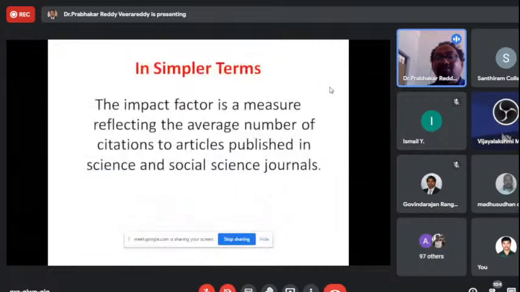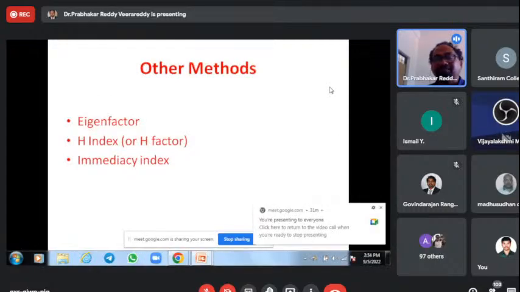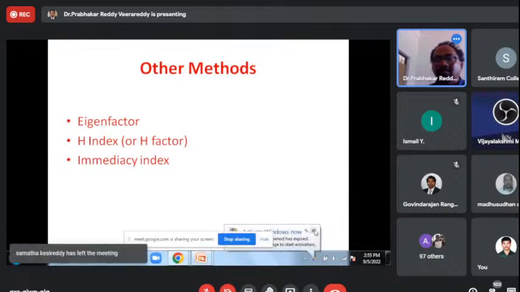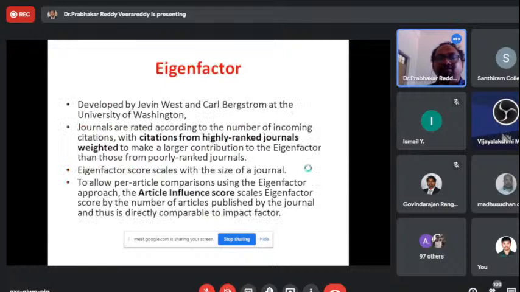This is the formula by which they are going to identify. So other factors are there. Utility factor, H index, H factor, immediacy index, but H factor became very, very famous. Utility factor, H factor, I told you, H index.